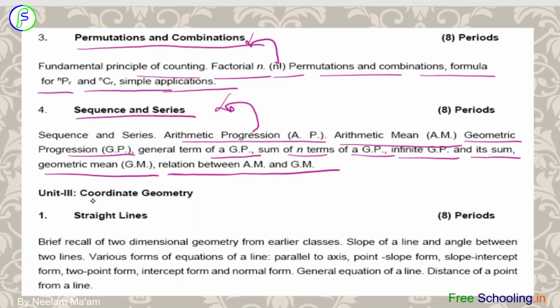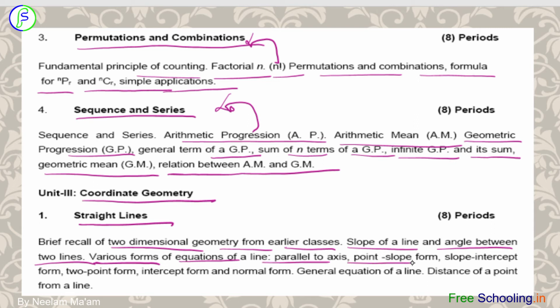Now, Unit 3 is coordinate geometry. Here we have Chapter 1, straight lines. Brief recall of two-dimensional geometry from earlier classes. The slope of a line and angle between two lines. Various forms of equations of a line: parallel to axes, point-slope form, slope-intercept form, two-point form, intercept form, and normal form. General equation of a line and the distance of a point from a line.